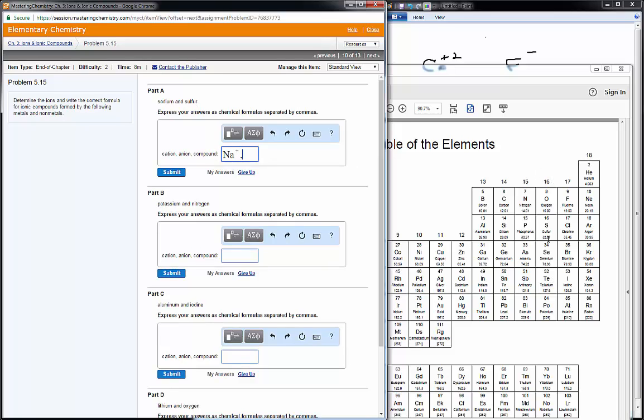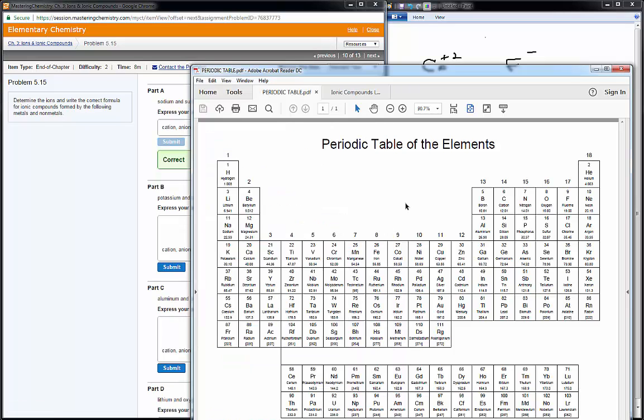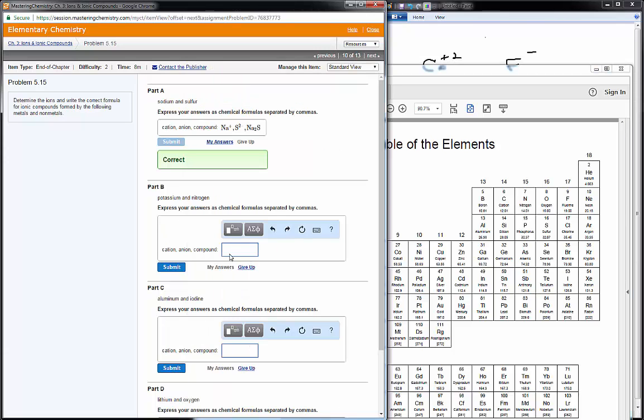Sulfur is in group 6 here, so it makes a -2 charge. That is the anion, S2-. And then if I have the sodium +1 ion and the sulfur -2 ion, in order to get a compound formula where those charges are equal and opposite, balanced out, I need 2 sodiums to balance out 1 sulfur. So this is going to be Na2S. For potassium and nitrogen, potassium's in column 1, so it's just +1, K+.